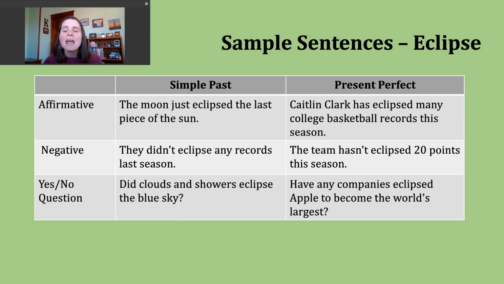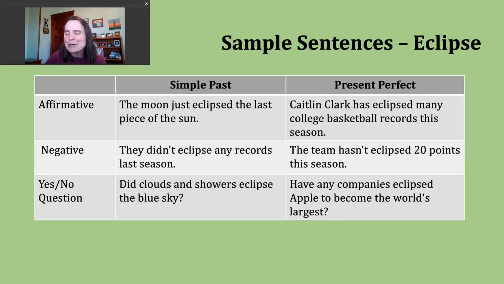Here's another example. The team hasn't eclipsed 20 points this season. I saw a sentence very similar to this talking about a particular football team, right? And this football team is struggling to score points. So the writer here was noting like they haven't surpassed that. They haven't scored more than that.